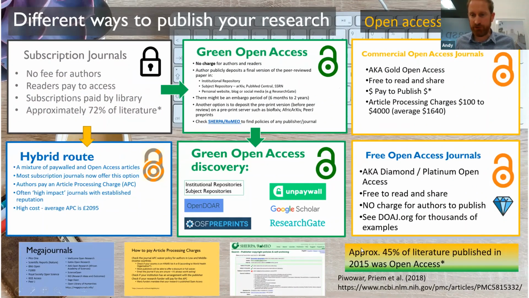I've also put a bit at the bottom here that the number of open access research papers is growing. So in 2015, of all the articles published that year, 45% were open access. So it's slowly growing and things are slowly improving.